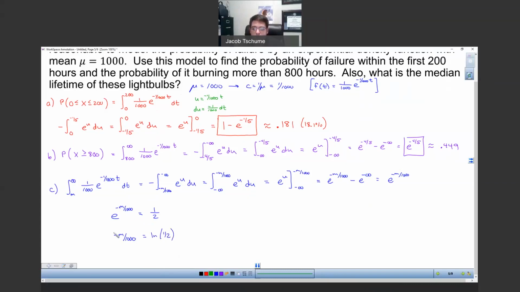Then I can multiply both sides of the equation by negative 1,000. This gives me that M is equal to negative 1,000 times the natural log of 1/2. And that is your exact answer. That's the best you're going to get as far as exact answers go.